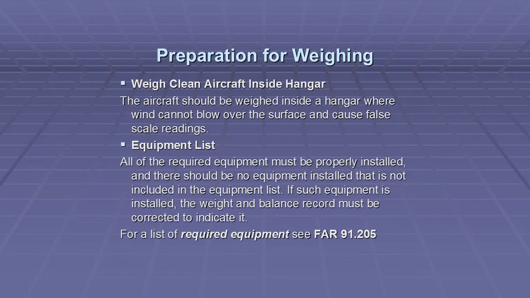All of the required equipment must be properly installed, and there should be no equipment installed that is not included in the equipment list. If such equipment is installed, the weight and balance record must be corrected to indicate it. For a list of required equipment, see Federal Aviation Regulations 91.205.